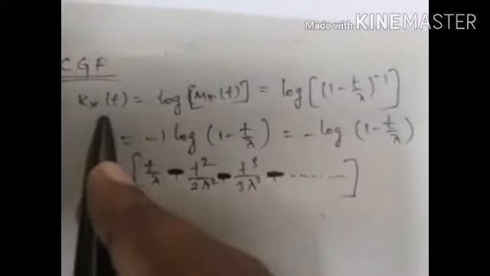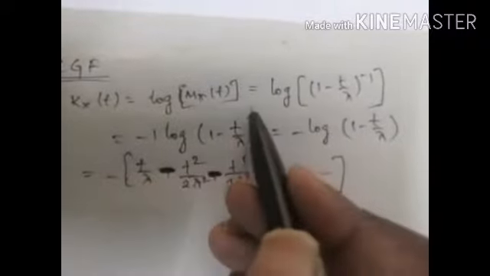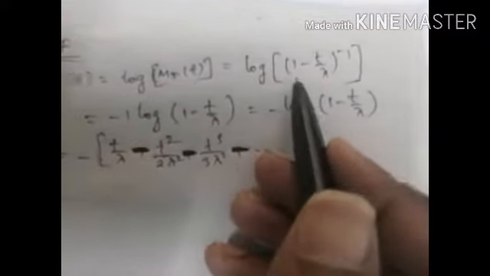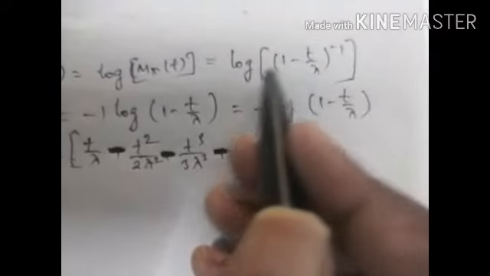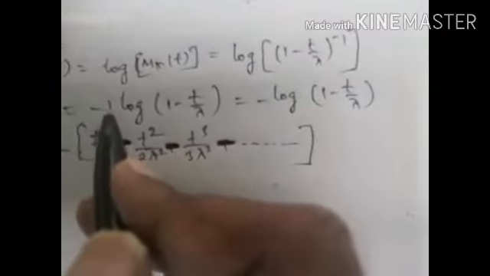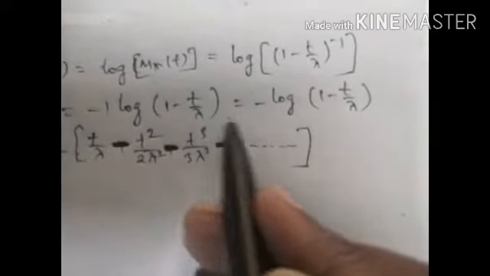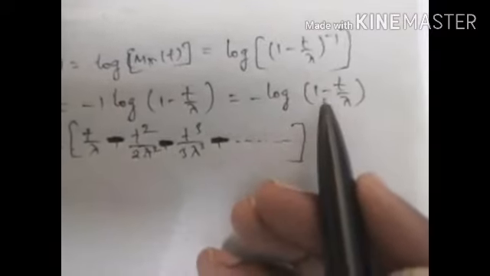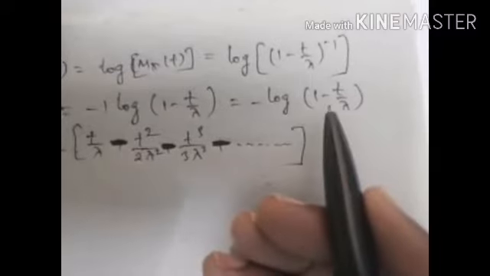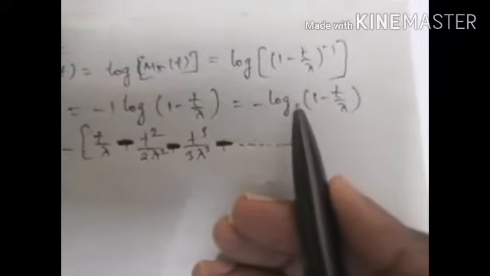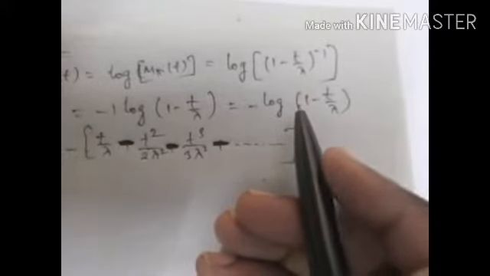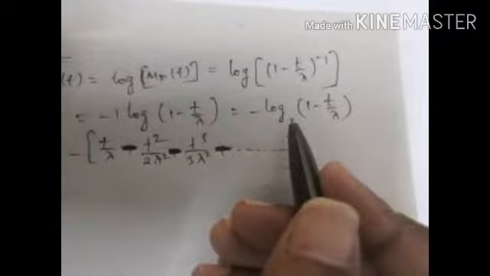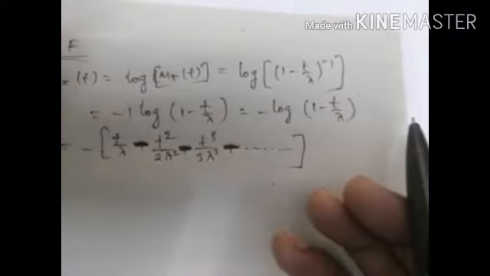Next one is CGF. K x of t is equal to log M x of t, whose value is 1 minus t by lambda whole inverse. Then the power comes forward: minus 1 log of 1 minus t by lambda, that is minus log of 1 minus t by lambda. So the log of 1 minus x formula is x minus x square by 2, x cube by 3, minus x power 4 by 4, and so on.